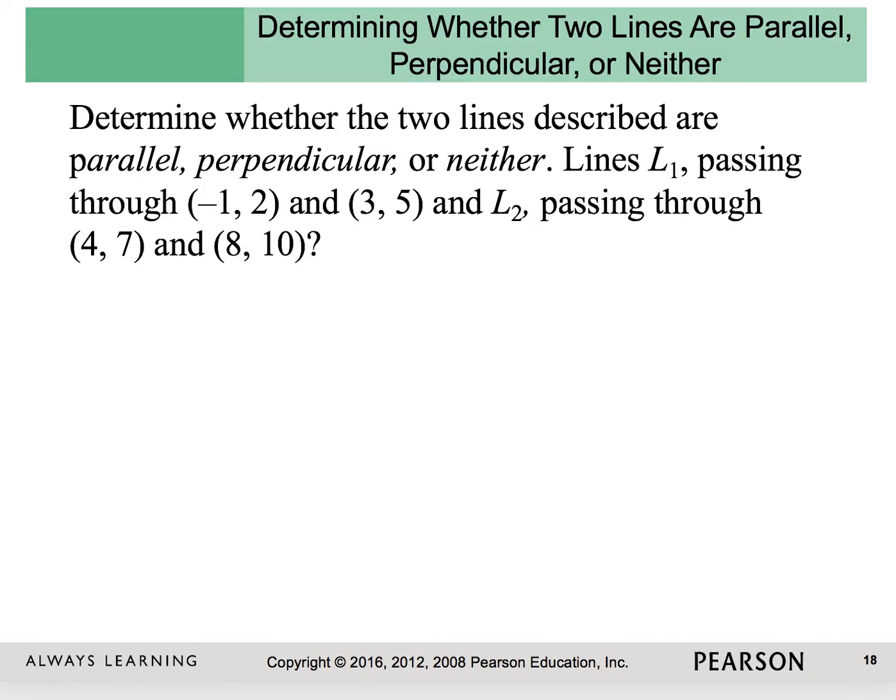So, if I want to know if these 2 lines are parallel or perpendicular or neither, the line that passes through these points and this other line, I need to find their slope. Anytime it's asking you about parallel or perpendicular, you need the slope, right? So let's find the slope of this line.